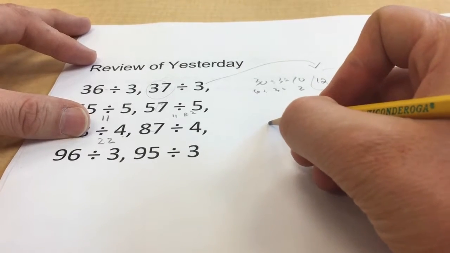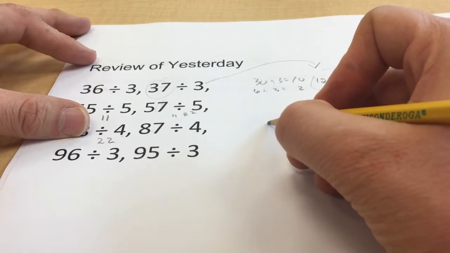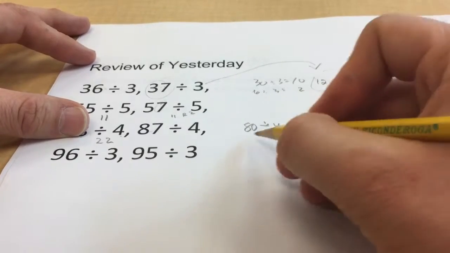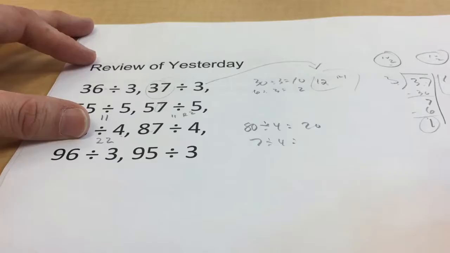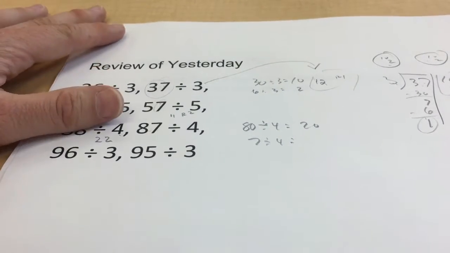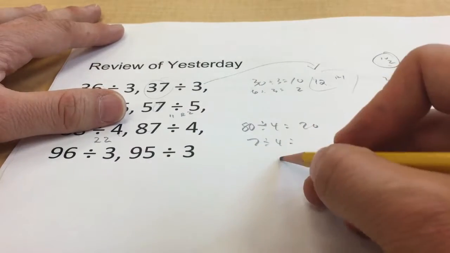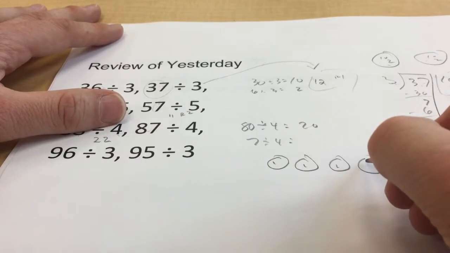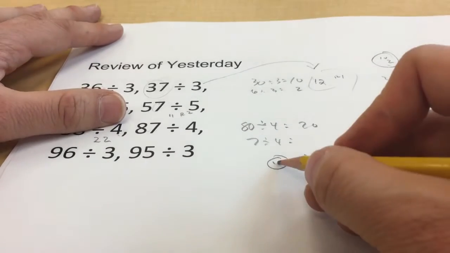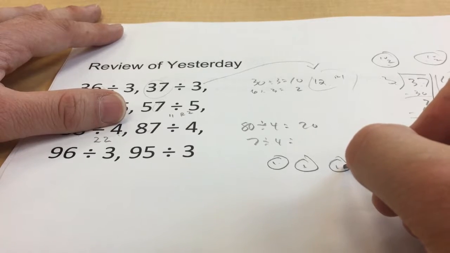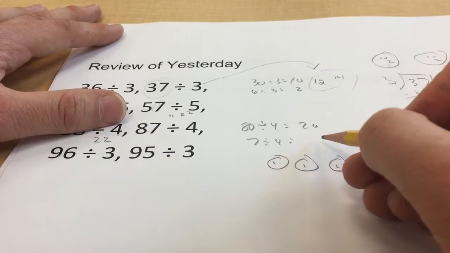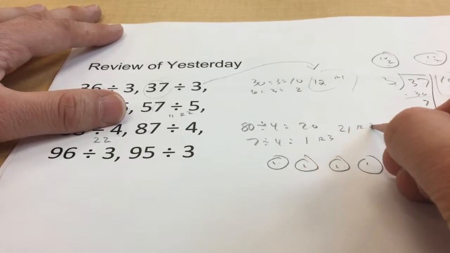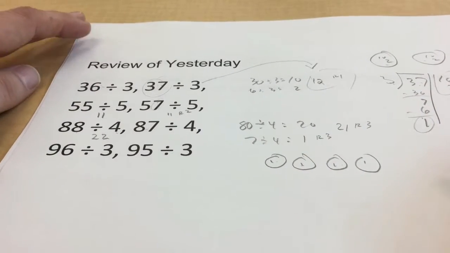87 divided by 4. 80 divided by 4. 20. 7 divided by 4. I think I'm going to just 1, 2, 3, 4. 1, 2, 3, 4. 5, 6, 7. No, I cannot do that. That will not work. 1 in each group with a remainder of 3. So it's 21 remainder 3.